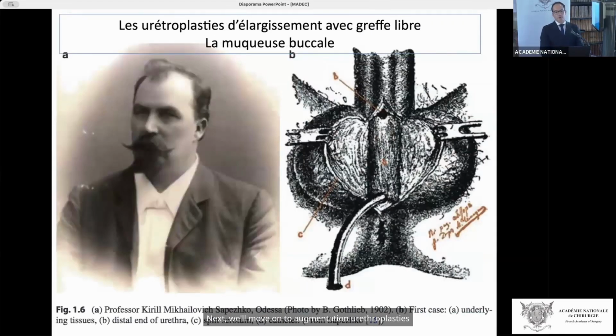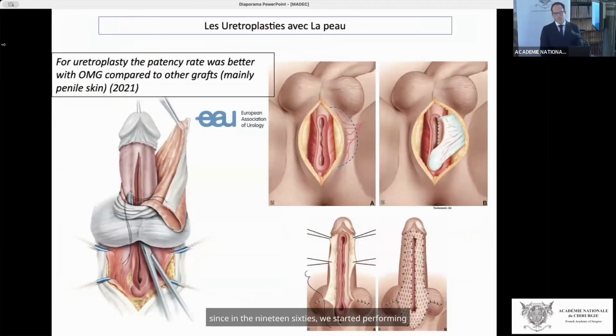Next, we'll move on to augmentation urethroplasties with free grafts. Again, a major innovation. The first was performed by Professor Kirill Mikhailovich, who was Ukrainian, in 1902. And so he performed the first urethroplasty using a buccal mucosa graft. It was a very good idea, but unfortunately, this idea was somewhat lost. Since in the 1960s, we started performing urethroplasties using only skin. And so buccal mucosa was used very little, whereas now it's truly the gold standard.